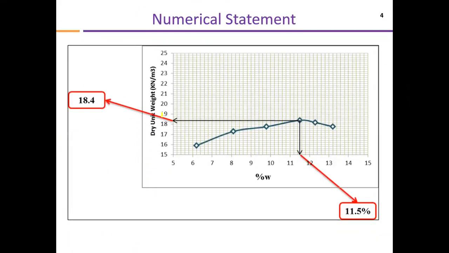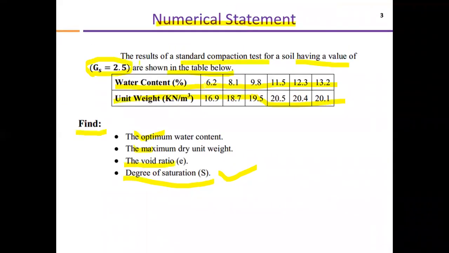For finding the values of maximum dry density and optimum moisture content, we are supposed to plot a curve, which is known as a compaction curve. This curve, which is shown on the screen, has the water content on the x-axis and the dry unit weight on the y-axis. Okay, so how many points do we have? 1, 2, 3, 4, 5, 6 points.